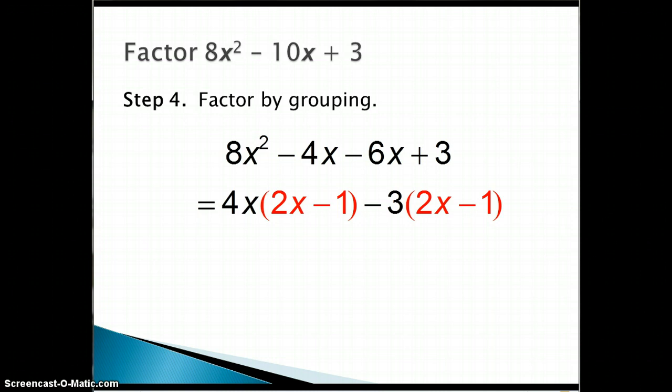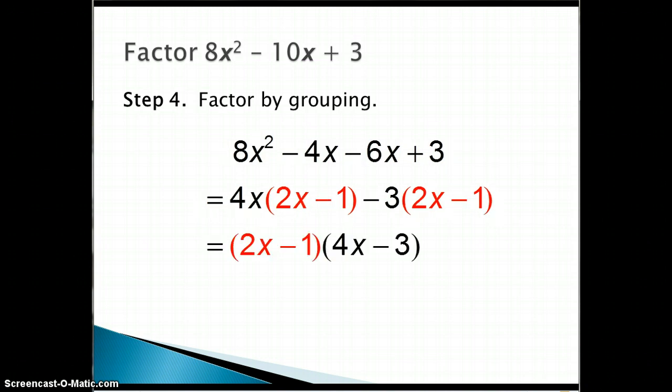So now there's our common binomial factor of 2x minus 1. We'll factor that out front like a GCF. And what's left over, the 4x minus 3, will go inside another set of parentheses, and our trinomial is now factored. And remember, you can always check your answers with FOIL to make sure you have the right answer. It's very common to make sign errors in these problems, so make sure that you check your answer using FOIL whenever you can. So that's our last example for today.